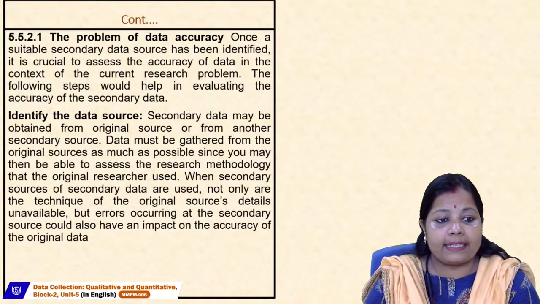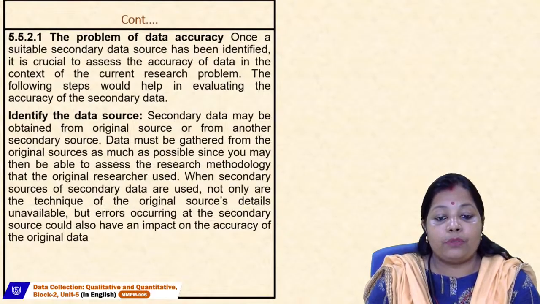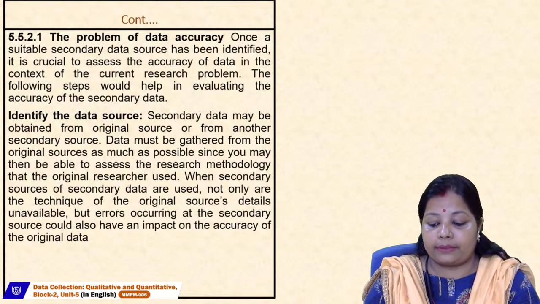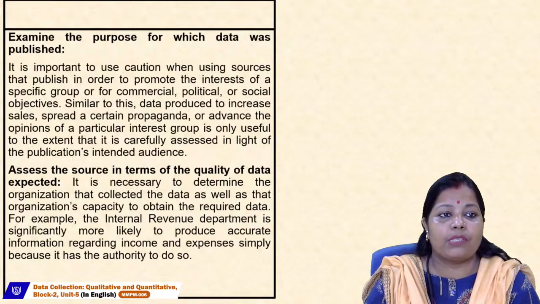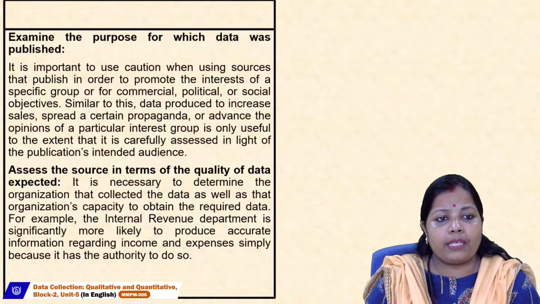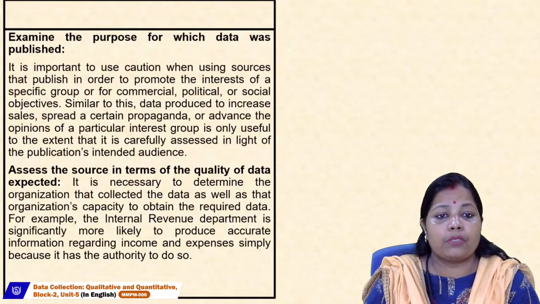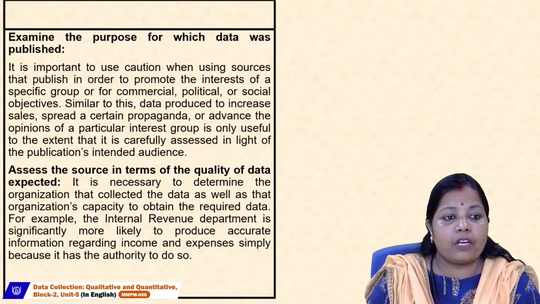And when secondary data sources are used, not only are the techniques of the original sources unavailable in detail, but errors occurring at the secondary sources could also have an important effect on the accuracy of the original data. So, examining the purpose for which the data was published, we must know before going for the secondary data. It is most important to use caution when using sources that publish in order to promote the interest of a specific group or for commercial, political, or social objectives.